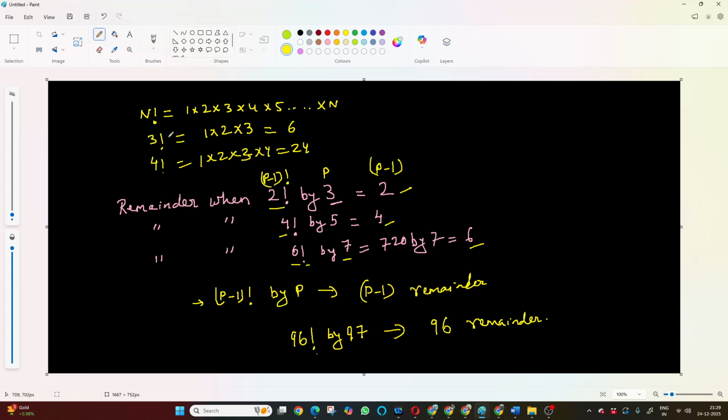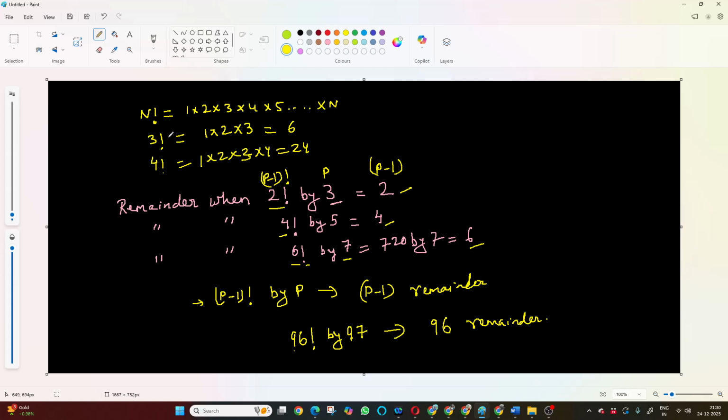So we can keep on increasing the divisor's value to any prime number, 3 digit, 4 digit, 5 digit, 6 digit, it doesn't matter. The rule will still apply. All right. So that's what I wanted to discuss. There are various applications of this.